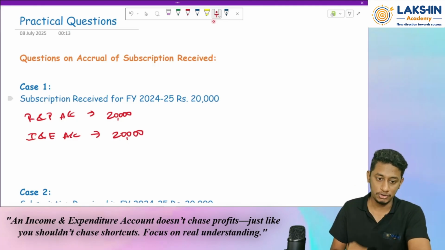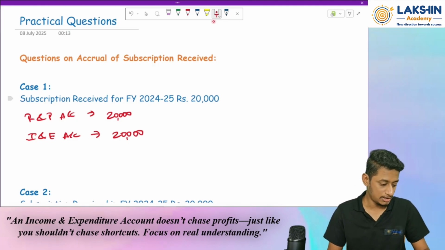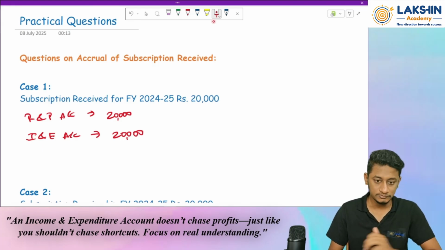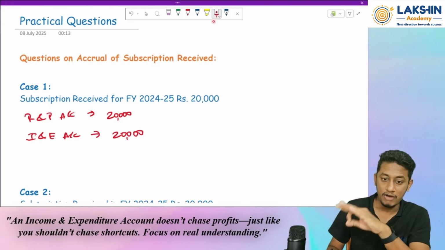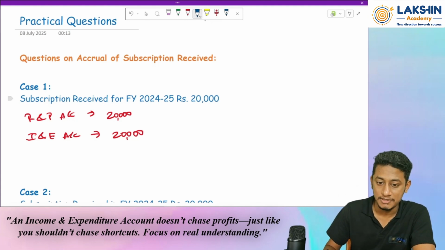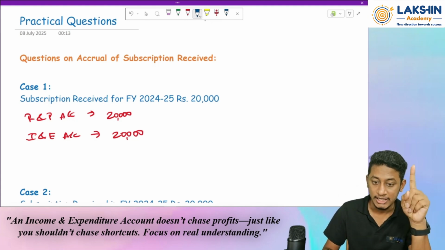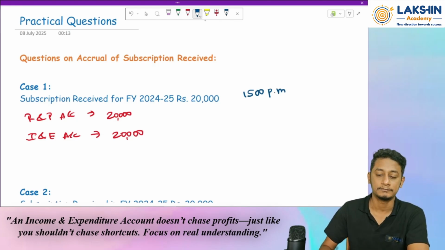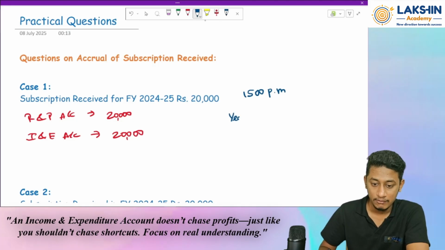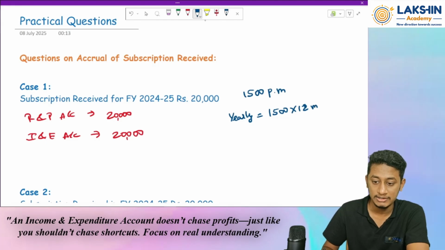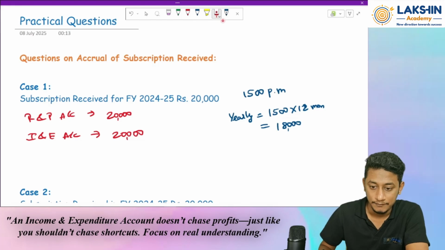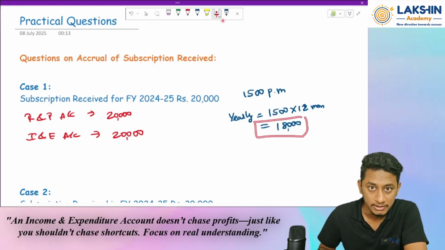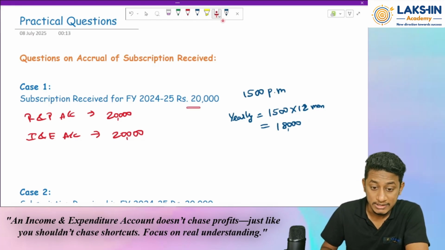Now let us take a small twist over here. Along with this question, I say the subscription per month is how much? I have only one person. His subscription is 1,500 rupees per month. Now tell me, what is the yearly subscription that should happen? It is rupees 1,500 into 12 months. How much will that be? Rupees 18,000. I should receive rupees 18,000 as a subscription.